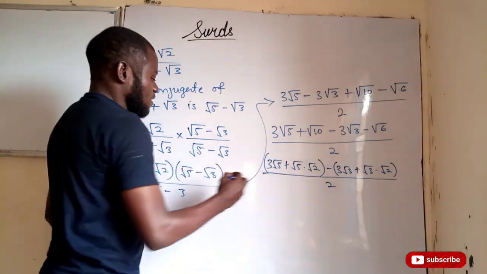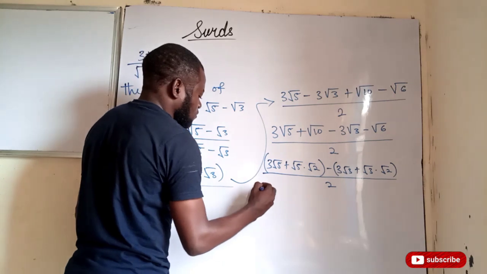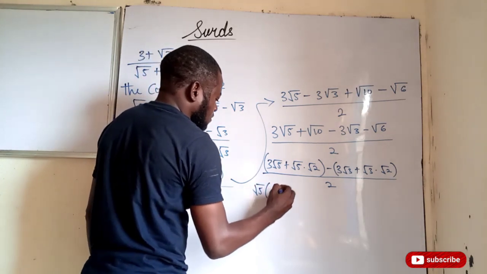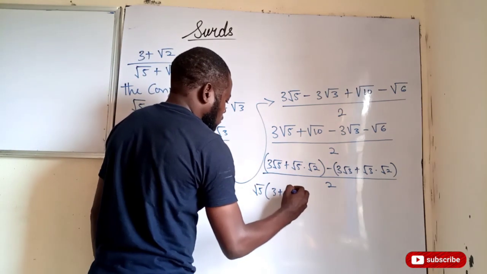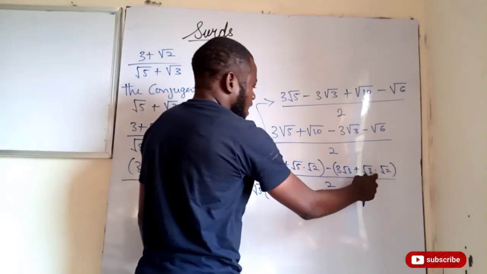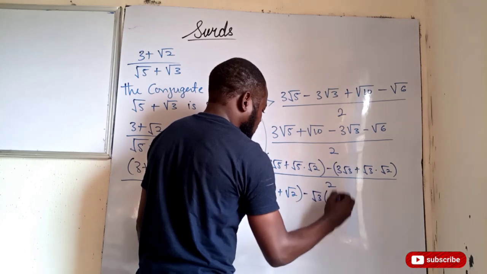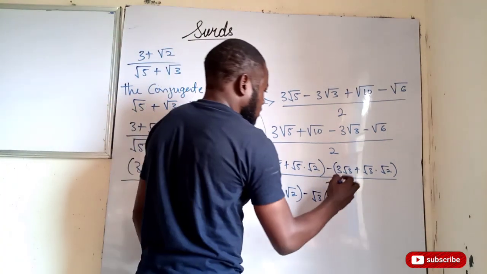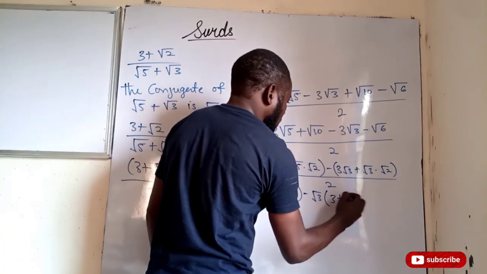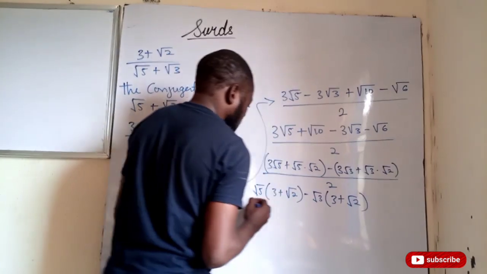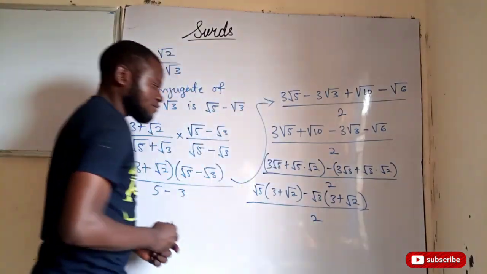So root 5 is common here, so I can factorize it out. I will have root 5 into 3 plus root 2. And here also root 3 is common. I can factorize it out. I will have root 3 into 3 plus root 2, divided by 2.